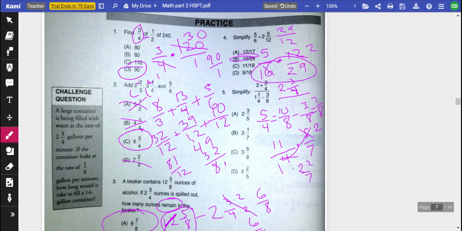I don't even have to divide this. This is the only one that has the denominator that I want. So then I would pick B.